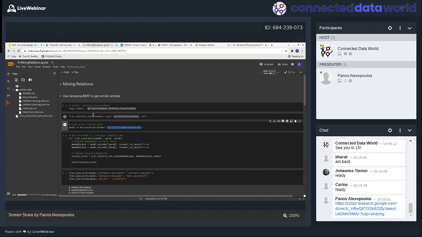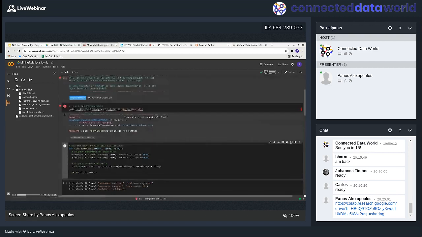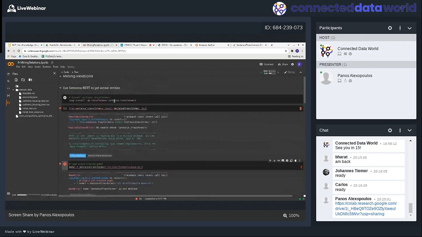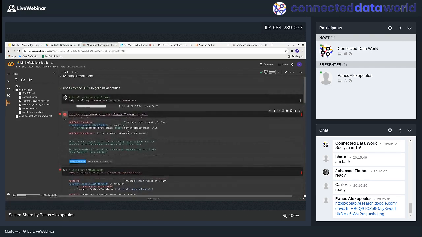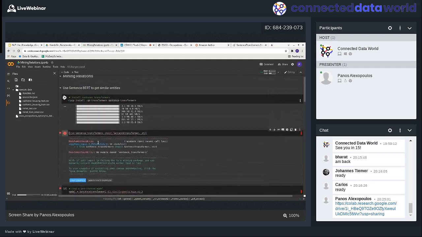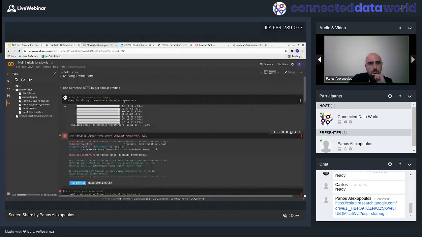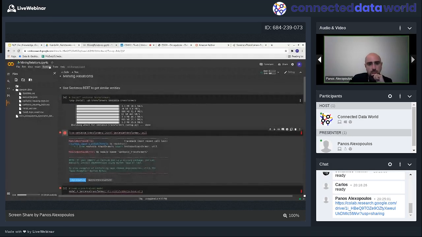So by loading this model, sorry, I think I need to run it. My old machine has been reset. By the way, when you install this, make sure that you restart the runtime. So let's wait a couple of seconds. This, as I said, installs the library, the module.